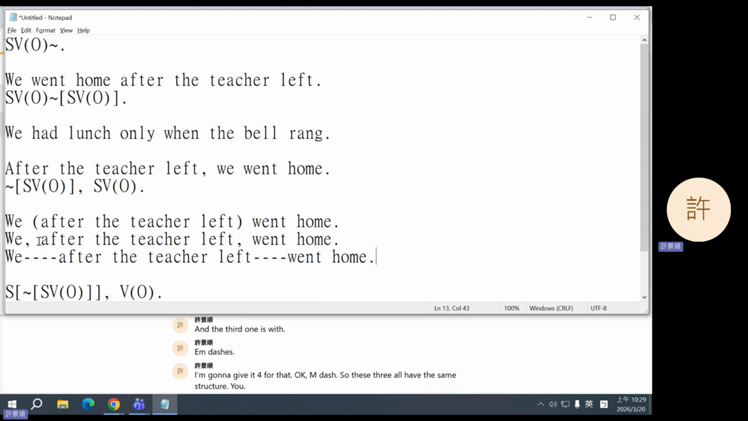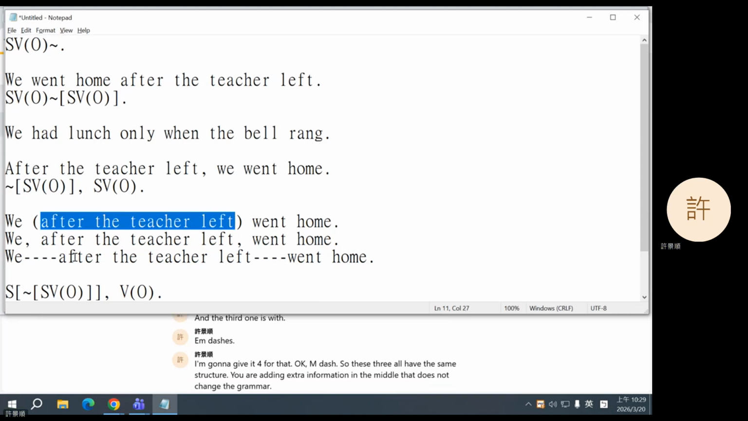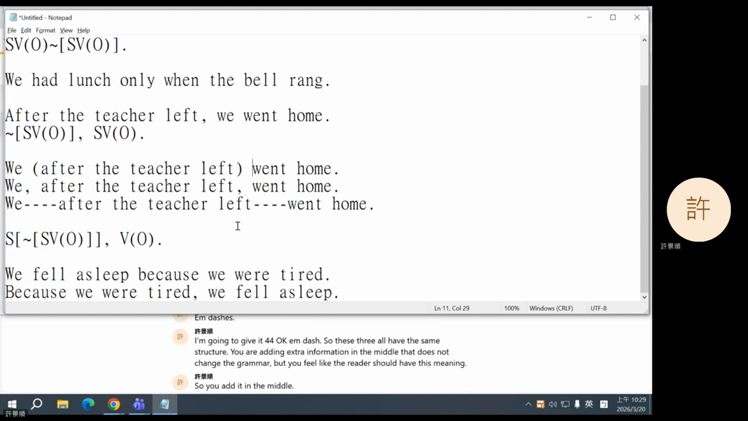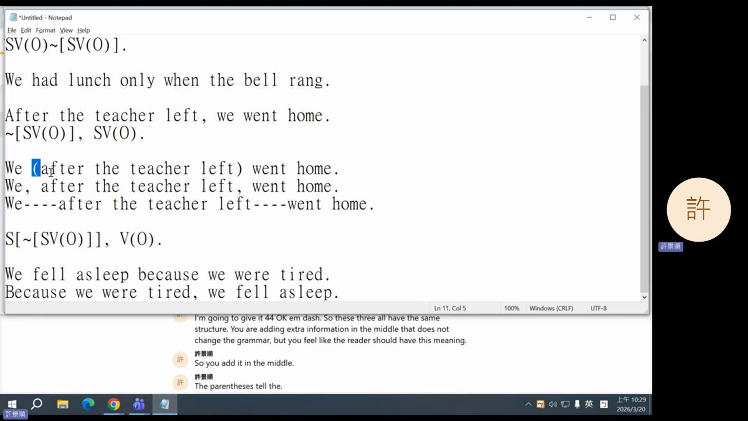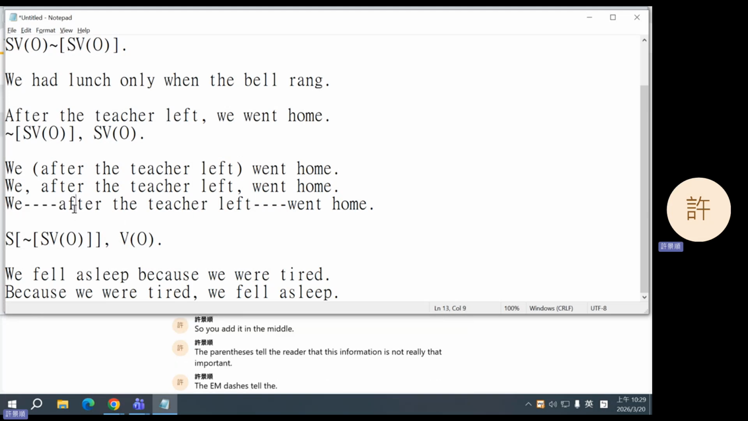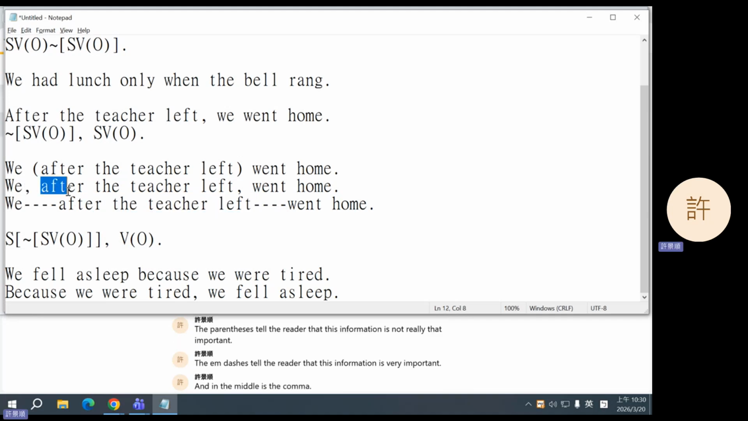You are adding extra information in the middle that does not change the grammar, but you feel like the reader should have this meaning, so you add it in the middle. The parentheses tell the reader that this information is not really that important. The em dashes tell the reader that this information is very important. And in the middle is the comma. These two commas tell the reader this information is kind of important.